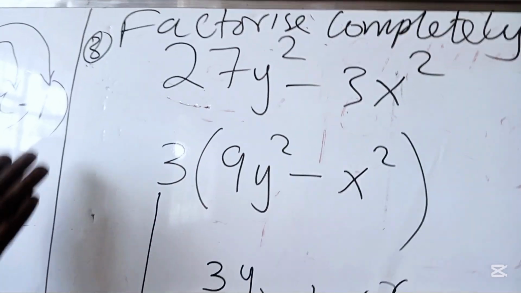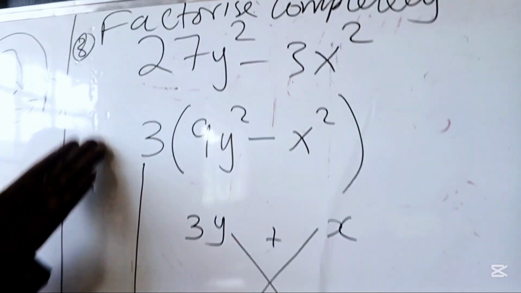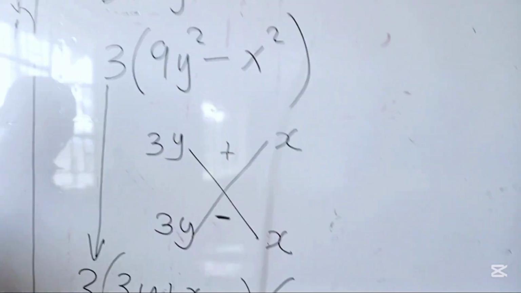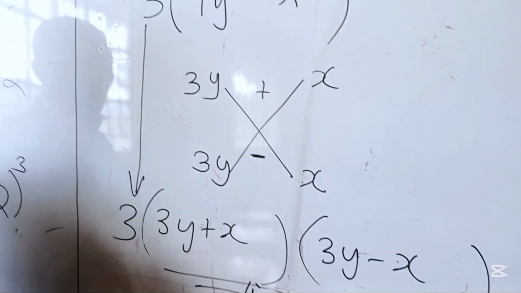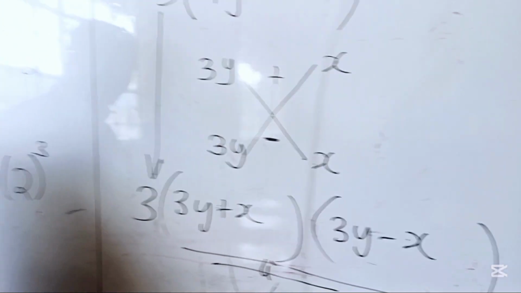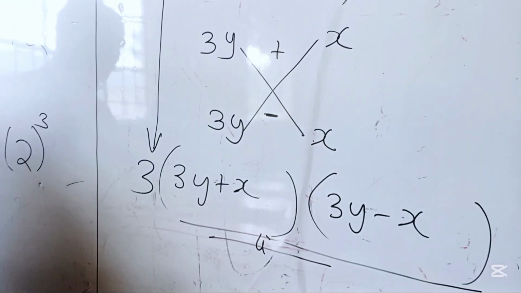So please kindly, you can see that here I've introduced the brackets. This is how we introduce the brackets. So when they say factorize completely, you introduce the brackets and it means you have factorized completely. Thank you.